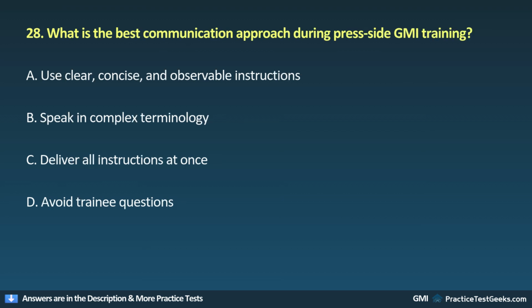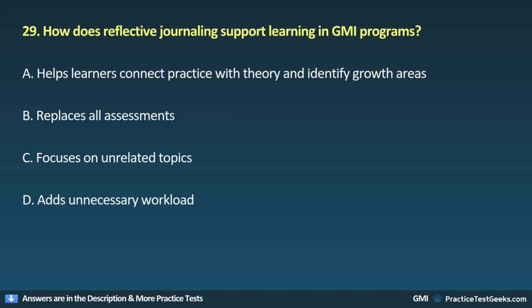28. What is the best communication approach during press-side GMI training? A, use clear, concise, and observable instructions. B, speak in complex terminology. C, deliver all instructions at once. D, avoid trainee questions.